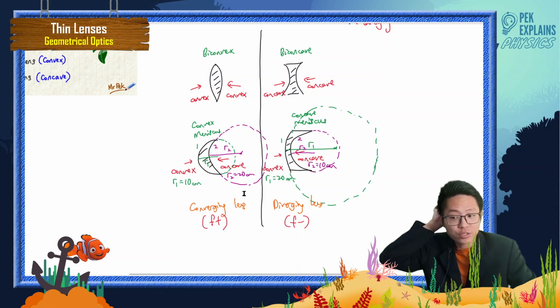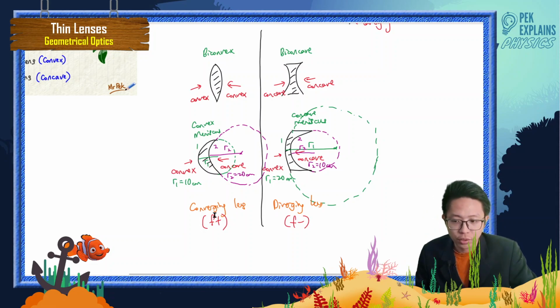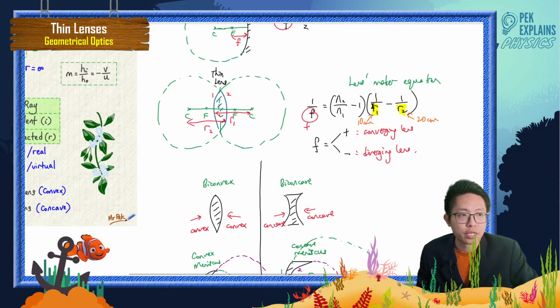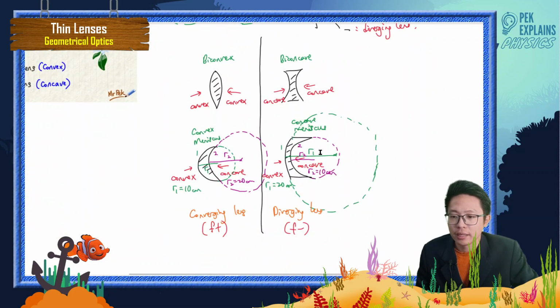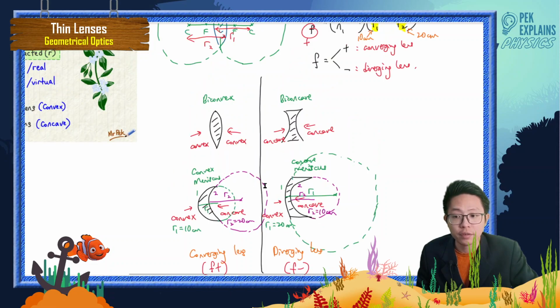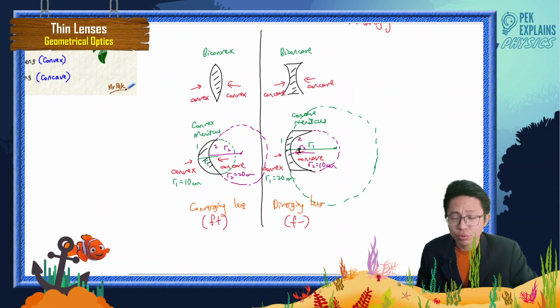There's one way to know whether it is converging or diverging. One way is to just look at the name. This is biconvex, convex meniscus, so I know it's converging. This one is biconcave, concave meniscus, so this is diverging. That's one way, and I use the lens maker equation to calculate. I surely get these two F positive, and these two F negative.